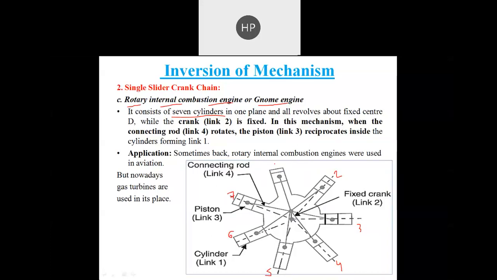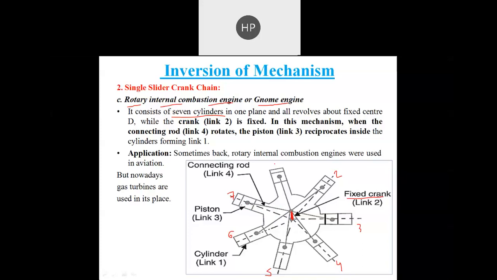All revolve about fixed center D, while the crank 2, this one is the crank, this small connecting link is a crank which is fixed. In this one the crank is fixed, and in this mechanism, when the connecting rod, this link 4, rotates, the piston reciprocates inside the cylinder, forming one link.